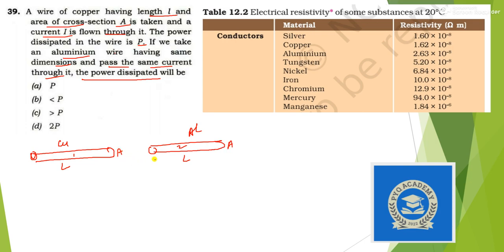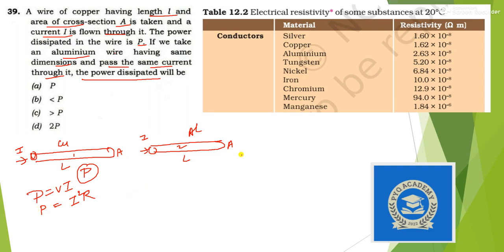All dimensions are same, so the same current I is flowing through both. But the power found here is P. Now what will be the power here? We know the formula P equals VI, and with V written as IR, it becomes I square R. So power equals I square R.